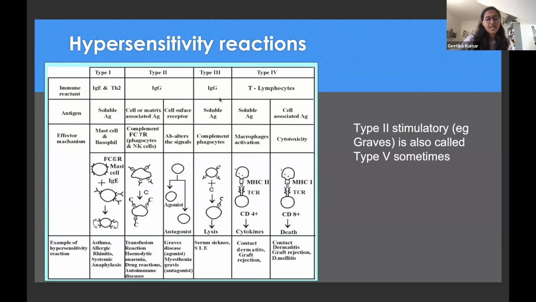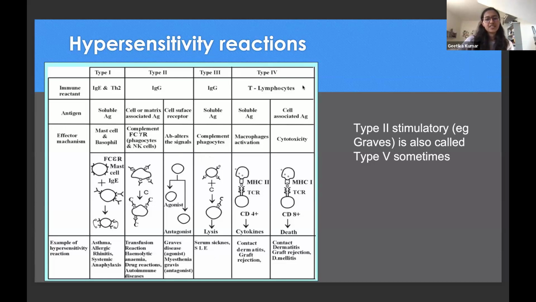And then you have type 3, which is immune complex deposition. That's things like lupus, where IgG forms complexes with other complement proteins, and it gets deposited in tissues and causes destruction to their structure.